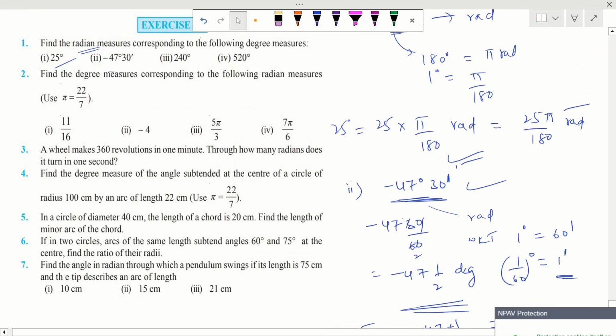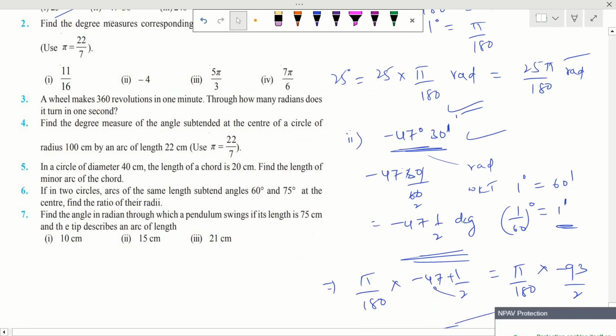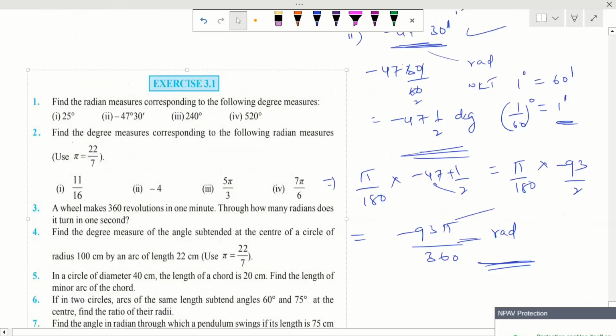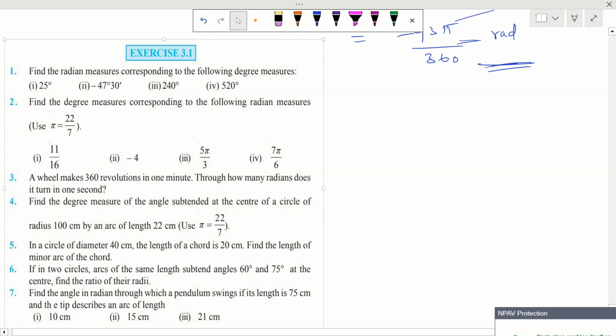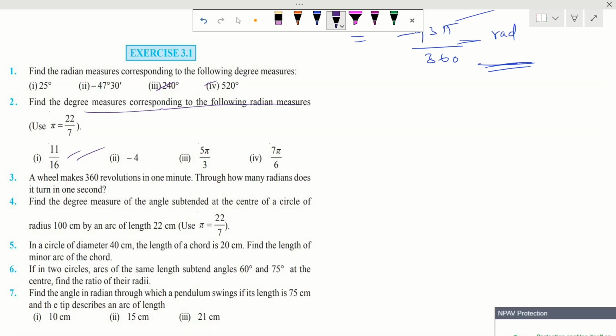Likewise, you do the remaining two. Try to solve the other two; these are very easy. Now the radian is given, and we have to convert it into degree form. Find the degrees corresponding to these radian measures. So we have to convert radian into degree.